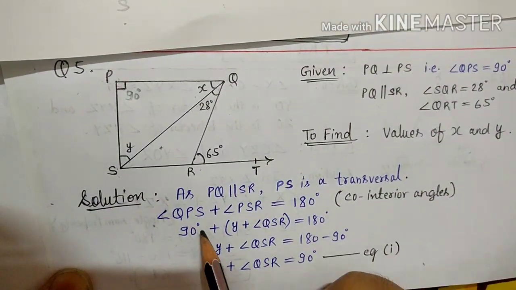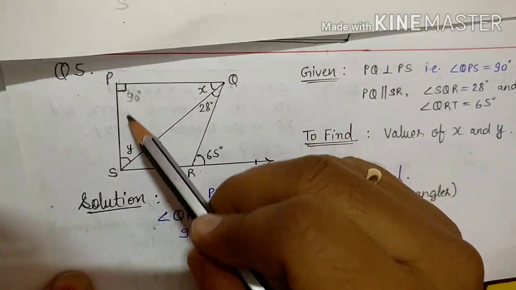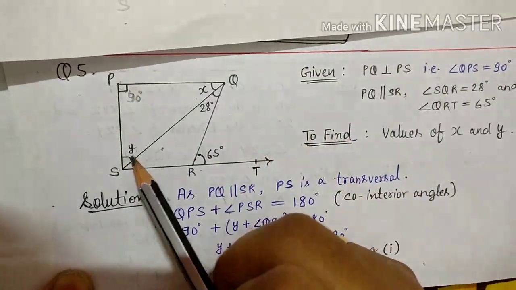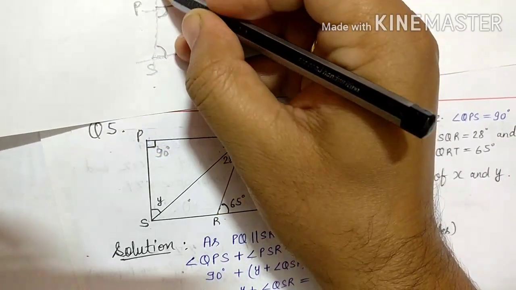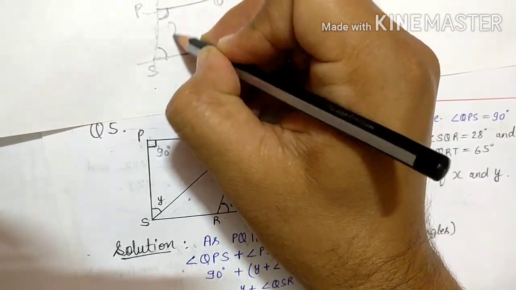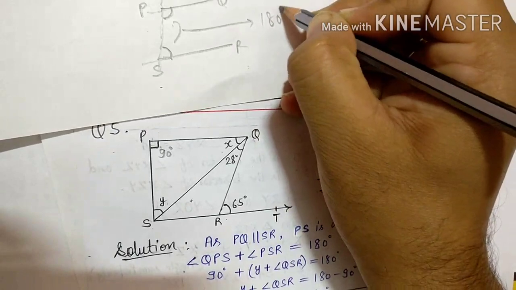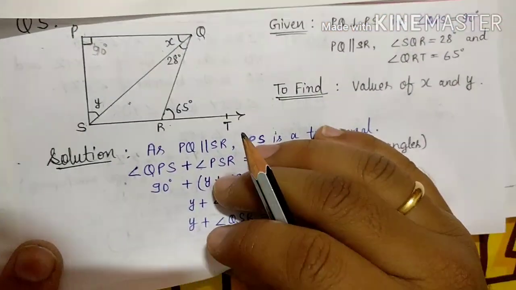So angle QPS plus PSR. QPS, this one, plus angle PSR. It means this angle plus this angle will make which angle? Co-interior angle, whose sum is how much? 180 degree. So we can write here. We have done here. Just check.